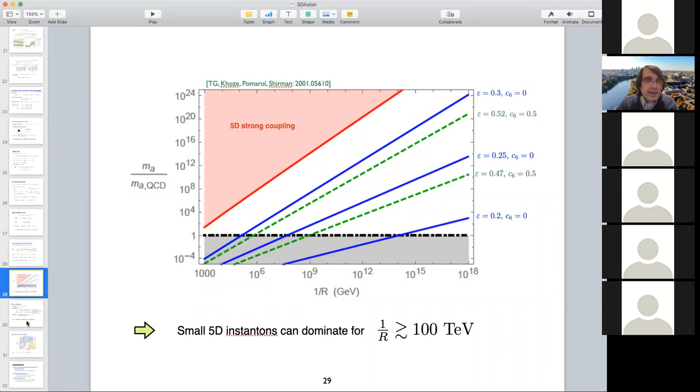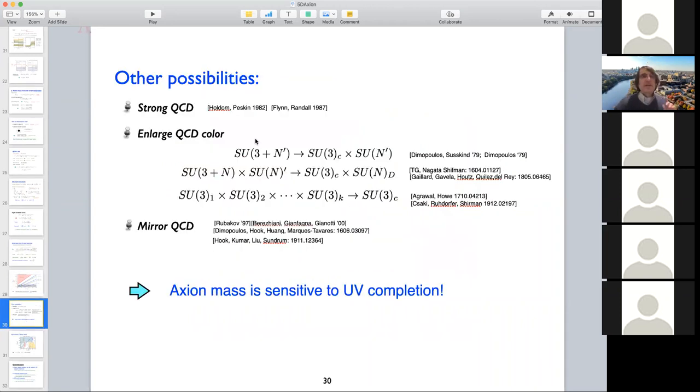Let me see here. But by the way, this is not a new idea. We certainly weren't the first to have this idea. In fact, the idea appeared pretty shortly after in the early 80s, where people had the idea that if you could make QCD strong again in the UV, then you could turn on these small instanton effects and get a new contribution to the axion mass. And then more recently, people have started to look at this again, enlarging the color. And you can also get a large axion mass with a mirror QCD.